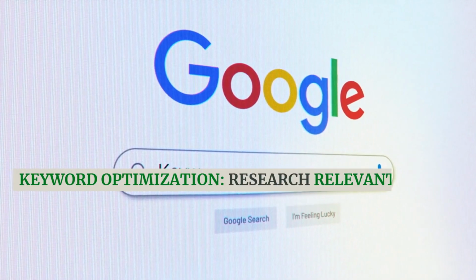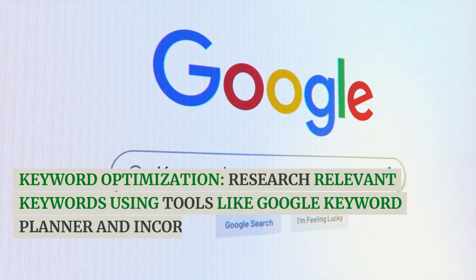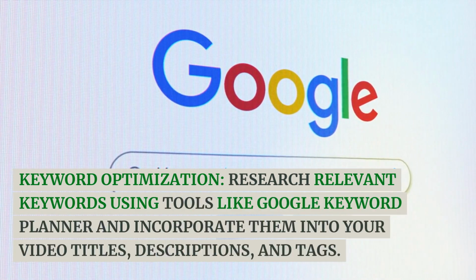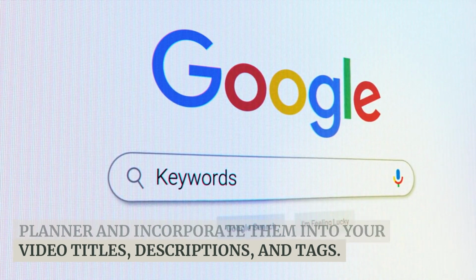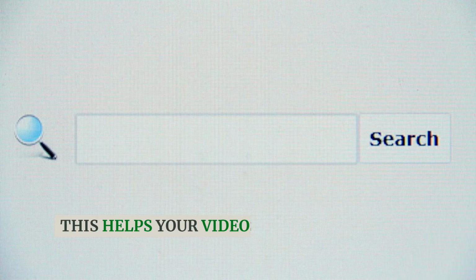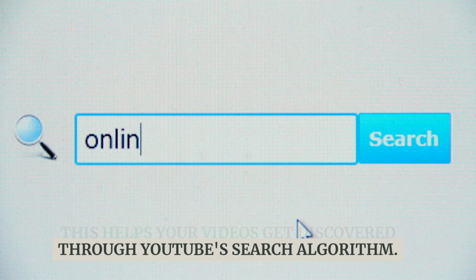Keyword optimization. Research relevant keywords using tools like Google Keyword Planner and incorporate them into your video titles, descriptions, and tags. This helps your videos get discovered through YouTube's search algorithm.